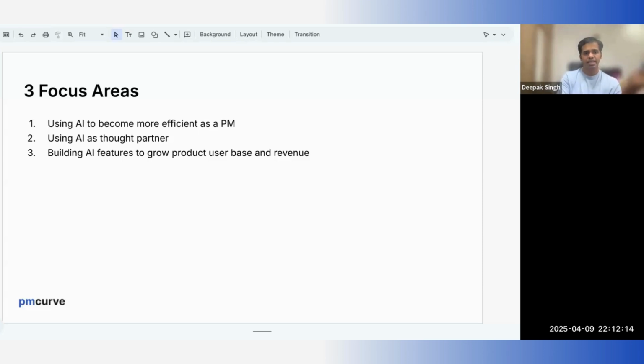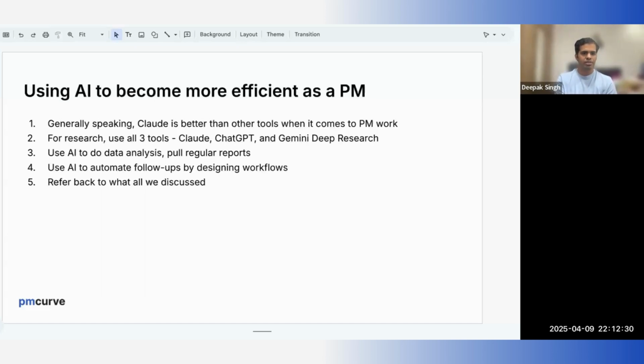The third thing is how do I integrate AI into growth features so that I can grow user base and revenue? Now, the third is what we have discussed, I would say, this entire session. Let's talk a little bit around first and second, and then let's come to the skills that you need as a growth PM to become better in this manner.